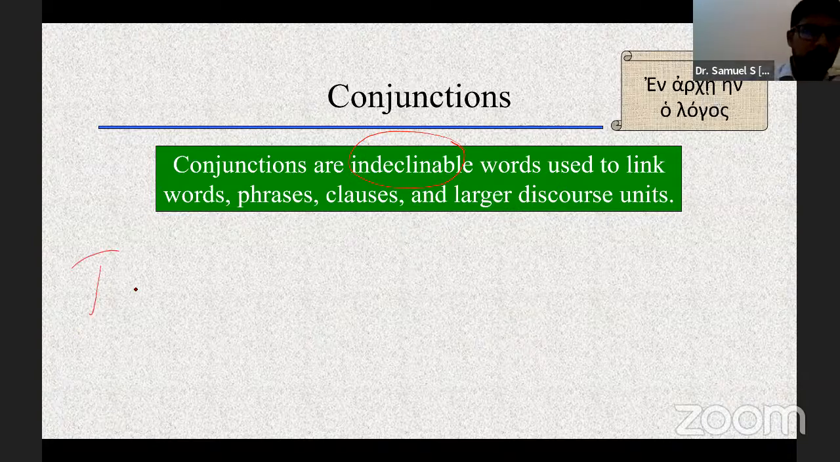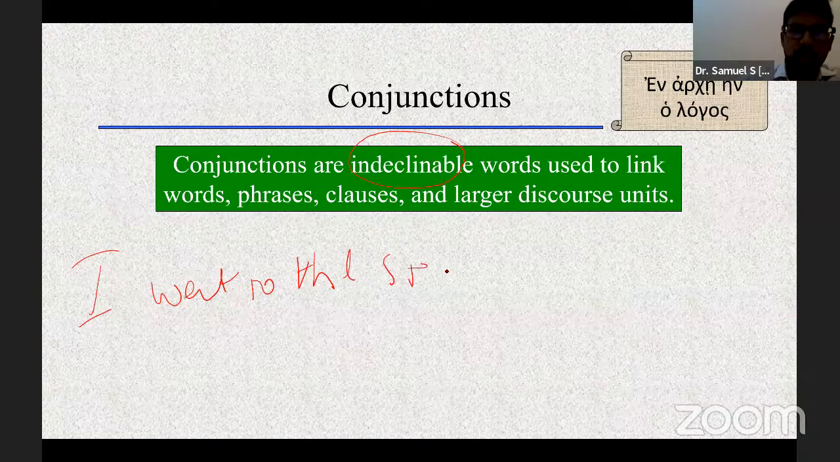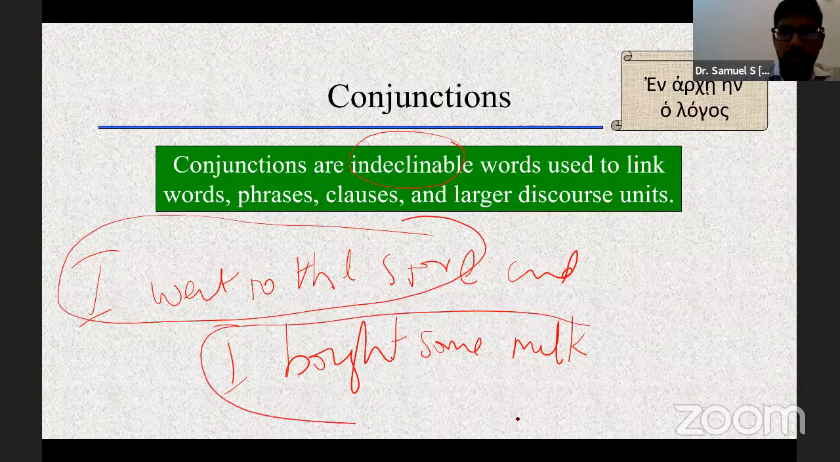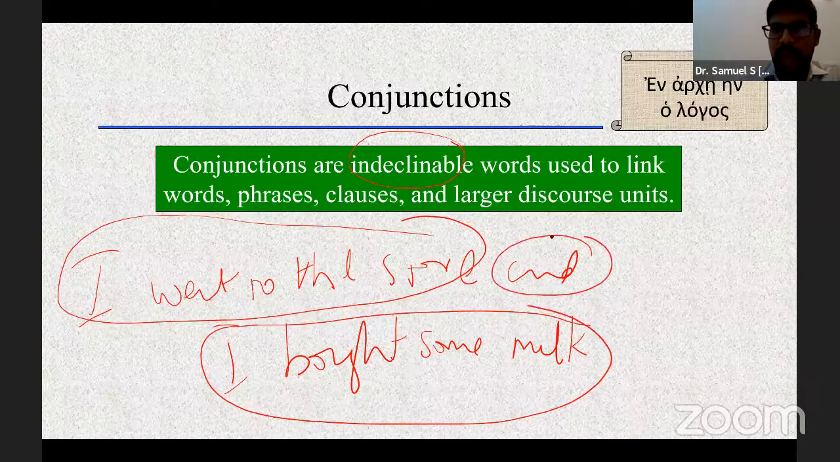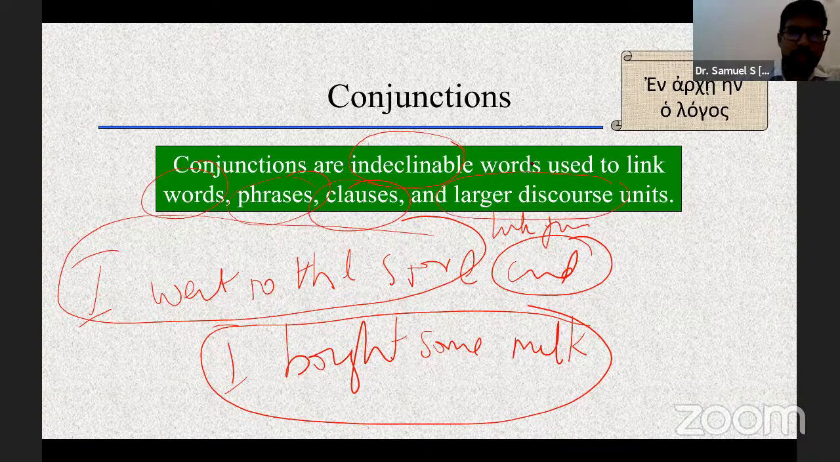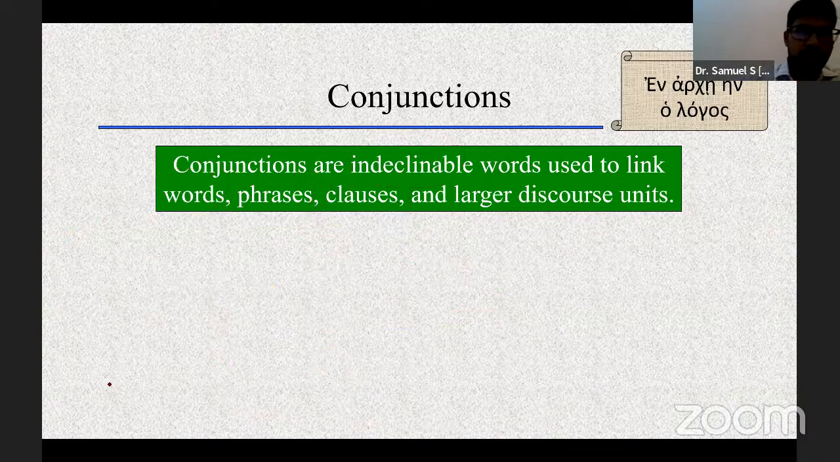For example, what do we say? I went to the store and I bought some milk. I went to the store, one phrase. I bought some milk, another phrase. This little word "and" is helping us to link or join words and phrases and clauses and larger discourse units. Those are conjunctions.